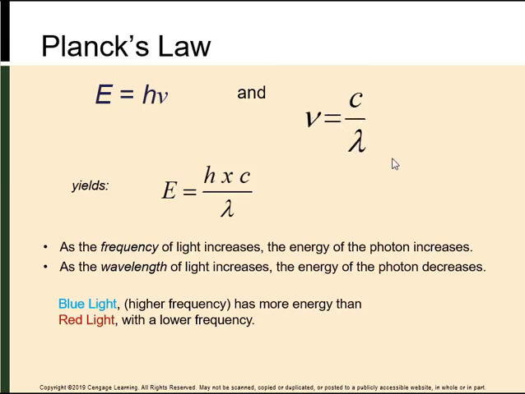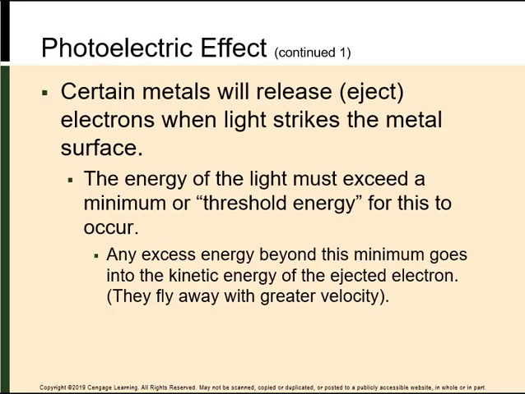But if we rearrange that to solve for v as speed of light over wavelength, we could then say that energy is equal to h times speed of light over wavelength. As the frequency of light increases, the energy of the photon increases. As the wavelength of light increases, the energy of the photon decreases. So after Planck's work, Albert Einstein incorporated Planck's ideas into an explanation for the photoelectric effect, and in doing so, changed the description of electromagnetic radiation.